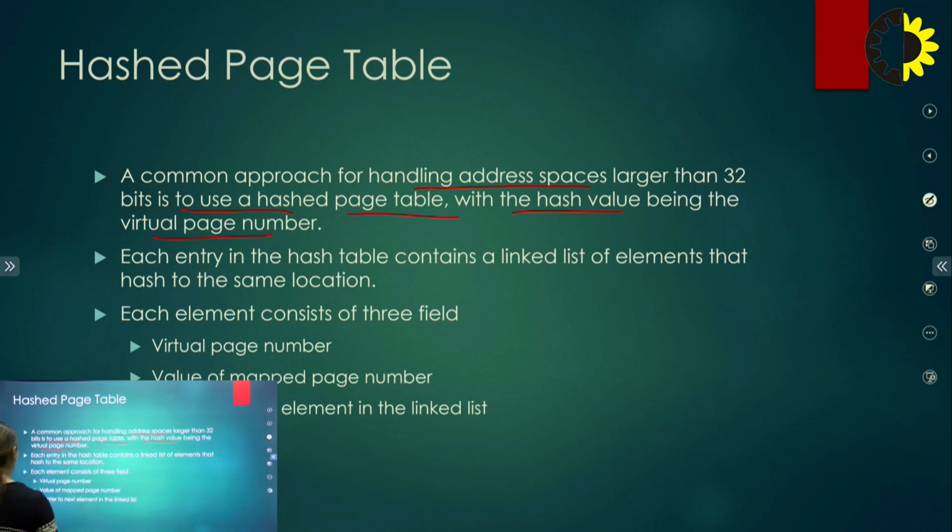In that, each entry in the hash table contains a linked list of elements that hash to the same location, right? Each element consists of 3 fields: virtual page number, virtually mapped page number, and a pointer to the next element in the linked list. Right? Here we have to use a linked list because more than one page can be hashed to the same location. So here we have to maintain which record in that particular location has to be accessed. That is done with the linked list.